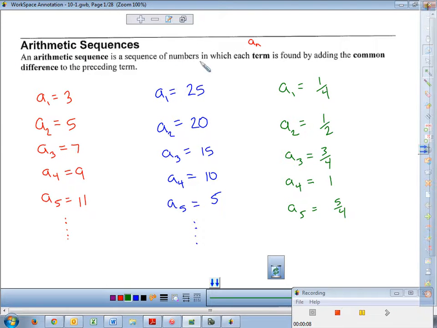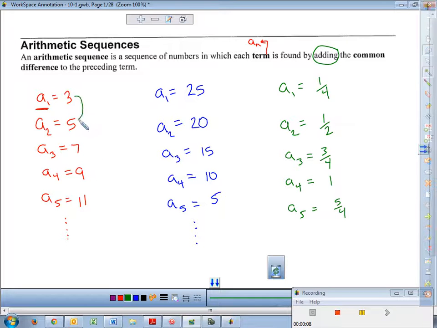An arithmetic sequence is a sequence of numbers in which every term is found by adding a common difference to the preceding term. So the terms will be listed like this. They'll be like a sub n, where a stands for the arithmetic sequence and n stands for the term number. So for example, this says a sub 1, which really means the first term is 3. And this means the second term is 5, the third term is 7. So A's for arithmetic. And as you can see, the sequence goes 3, 5, 7, 9, 11.